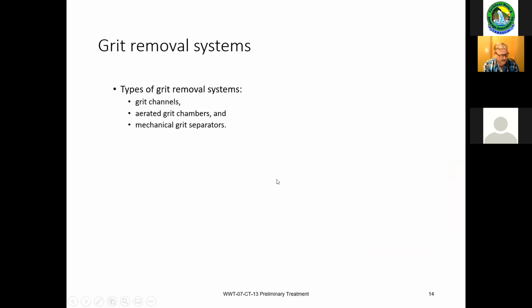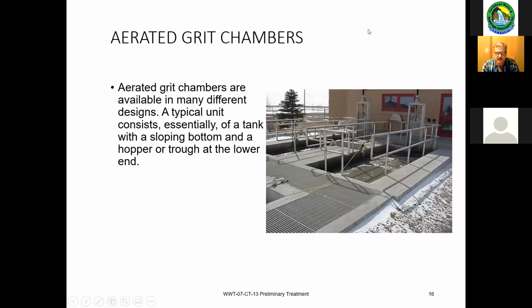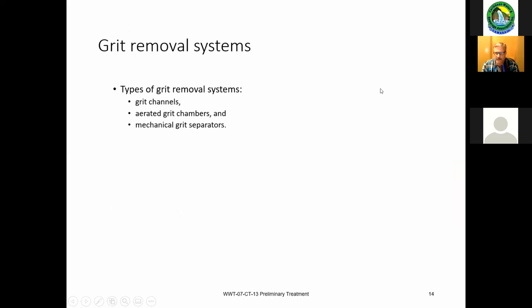So types of grit removal systems, we're going to talk about grit channels, aerated grit chambers, and mechanical grit separators. Just curious, what type of grit systems do you have in your facilities, if any?